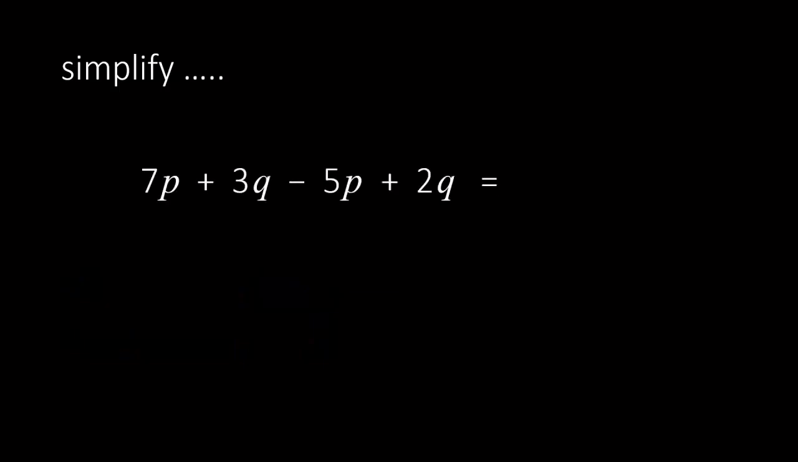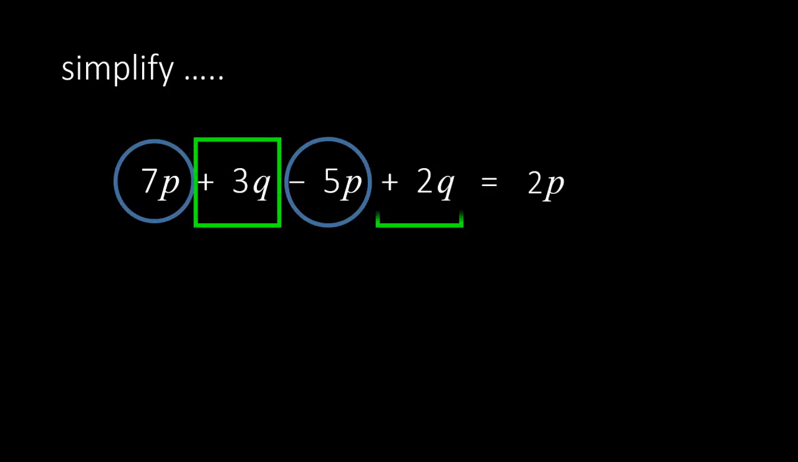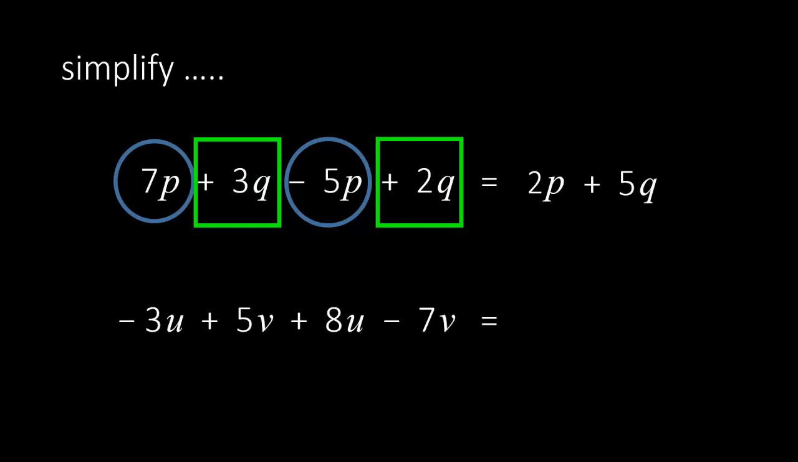Let's have a look at another one then. So we're going to do, it's not always x and y's, it could be any letters. So once again, circles and squares. We put a circle around 7p. Now the circle goes round minus 5p. Okay, make sure we get that minus in the circle. So that's 7p minus 5p is 2p. Squares round the q's. We got 3 of them plus 2 of them. There we go, 5q. Simplified. Excellent.